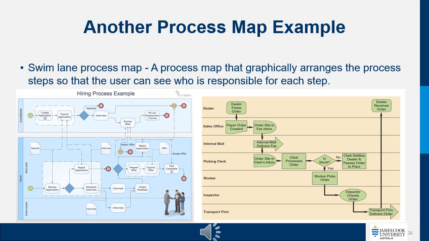Also, you can see in this picture that we need to put a swim lane process map in place, where the user can see who is responsible for each of those steps. So for example, in a hiring process, we have the swim lane between candidate and firm, and then within the firm we have the recruiter and the interviewer, so you can see everybody's responsibility within these processes.